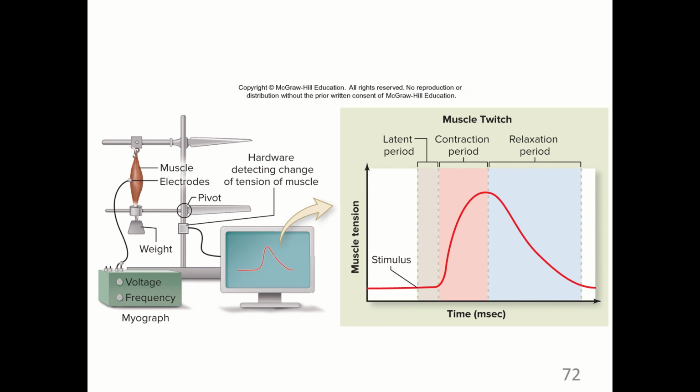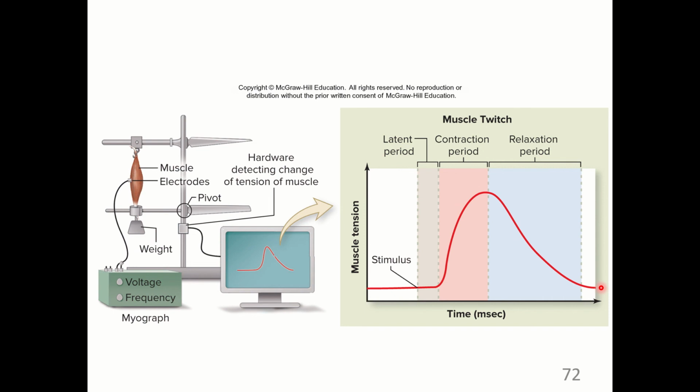Here's the myograph showing the muscle twitch, and we see the latent period. So there has been the electric stimulus coming in, and this is in milliseconds, so it's still very short. And then once the excitation contraction coupling has occurred and cross-bridge cycling is engaged, the contraction period begins. And we see that the relaxation period is longer than the contraction period.